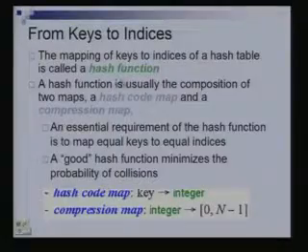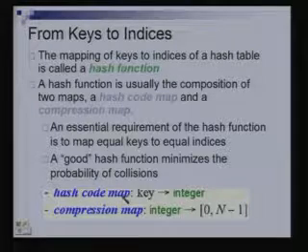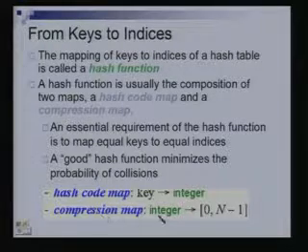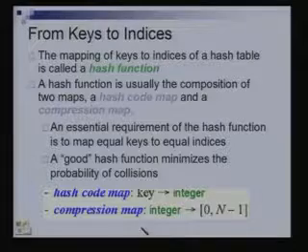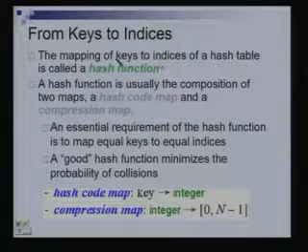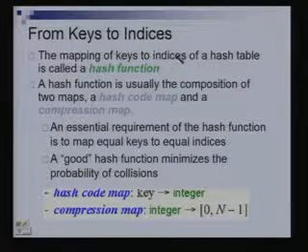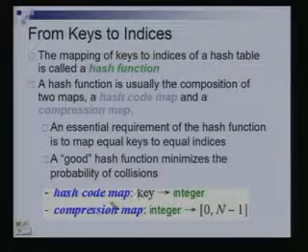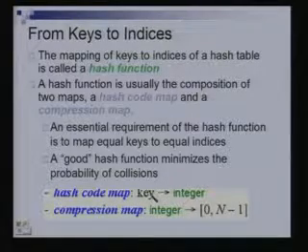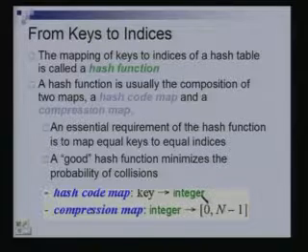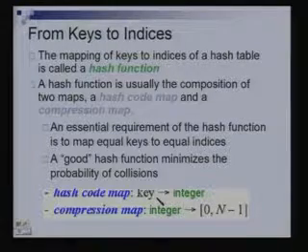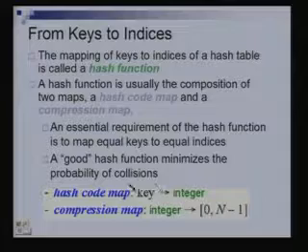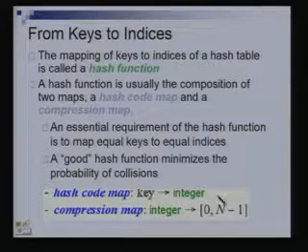A hash function can actually be thought of as being in two parts. There is the hash code map and there is a compression map, and these two together make up a hash function. Recall, a hash function is basically a mapping of the keys to indices of your hash table. Your hash code map maps the key to an integer. If your key is already an integer, there is no need for this step.